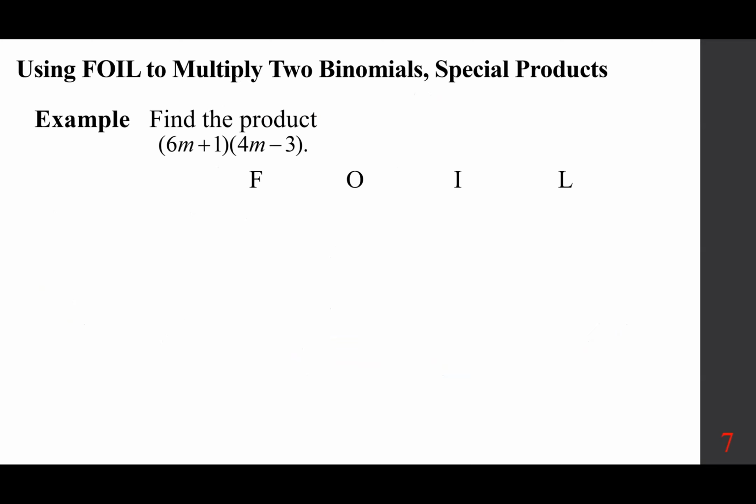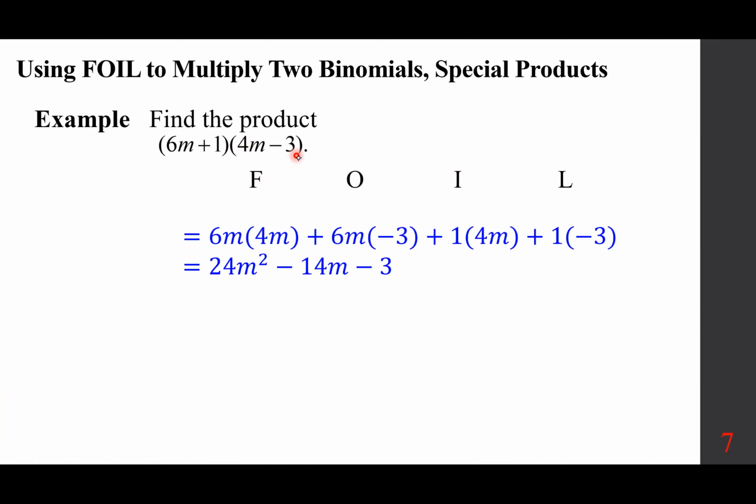Using FOIL to multiply two binomials. I hope you remember the concept of foiling. F stands for the firsts, this one and this one. O stands for the outers, this one and this one. I stands for the inners, this one and this one. And L is the lasts. So that's how we're going to do it.